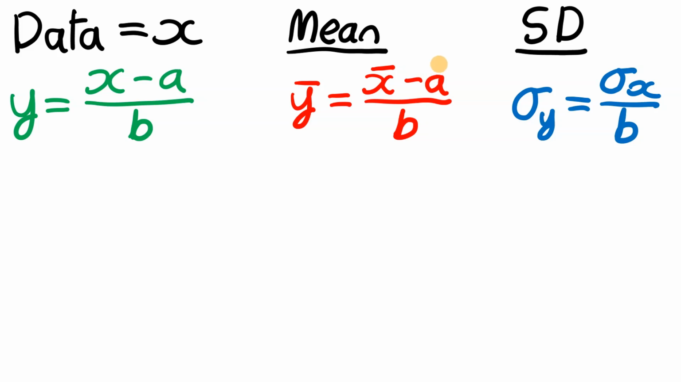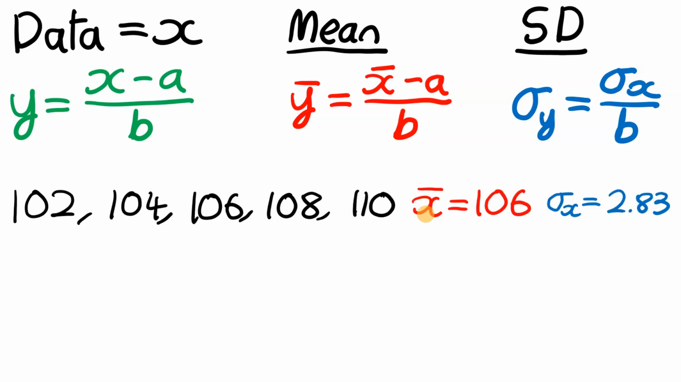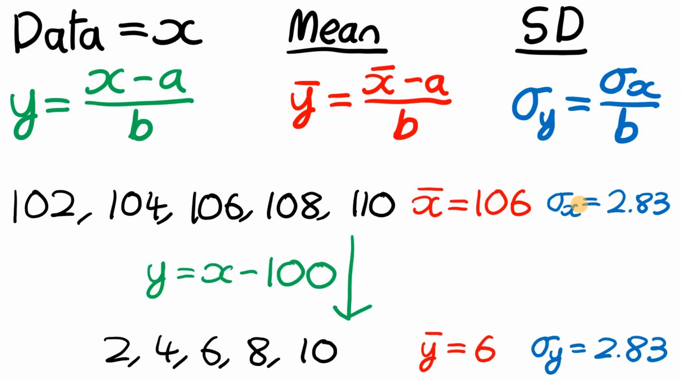So let's go through an example. Let's say that we have this data set here. For this data set, the mean is 106 and the standard deviation is 2.83. And let's use the coding y is equal to x minus 100. So the new coded data set will be this here. Now we can see that the mean has gone down by 100 with this new data set here, but the standard deviation is still the exact same. It's not affected by this value here, and this makes sense if you look at the data, because you can see this data and this data, the position has changed, but the spread of the data is still the same, so the standard deviation is still the same.